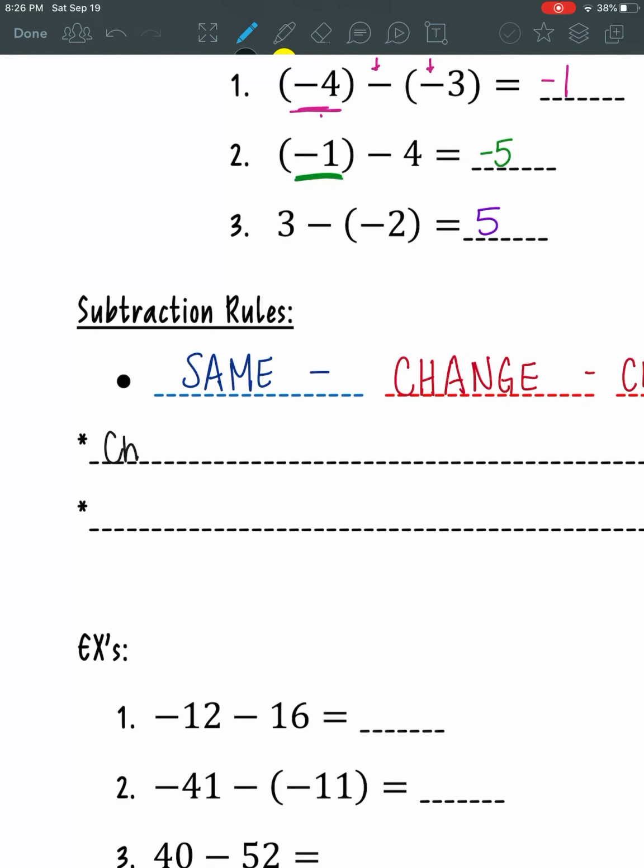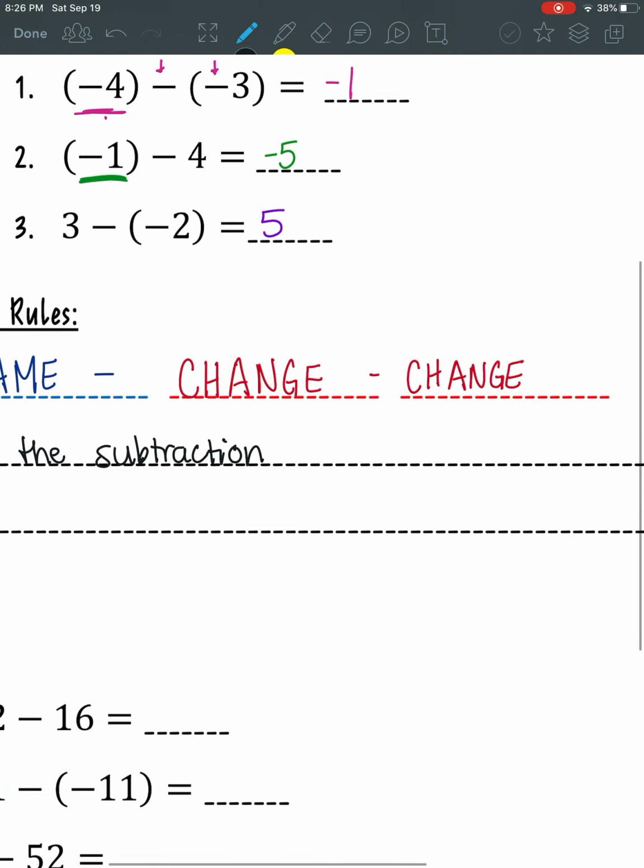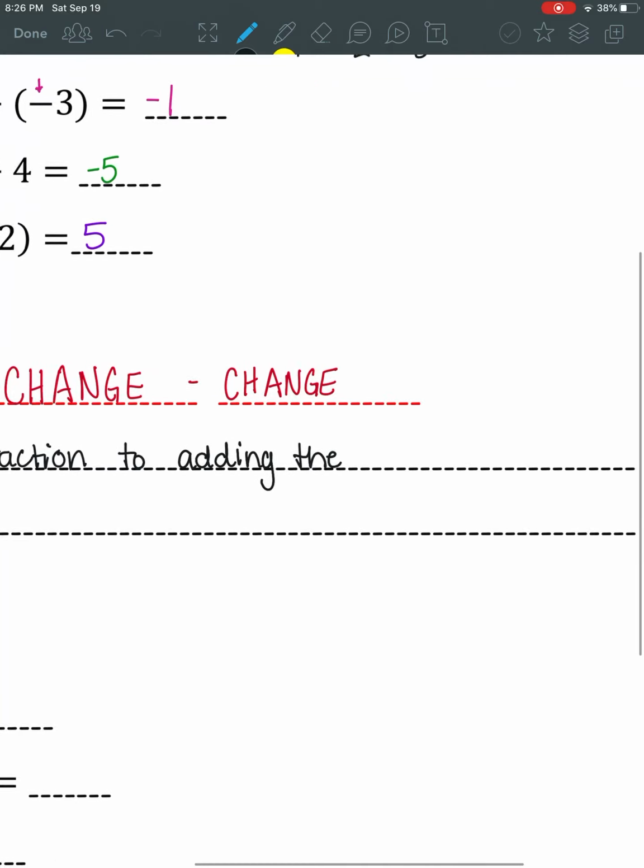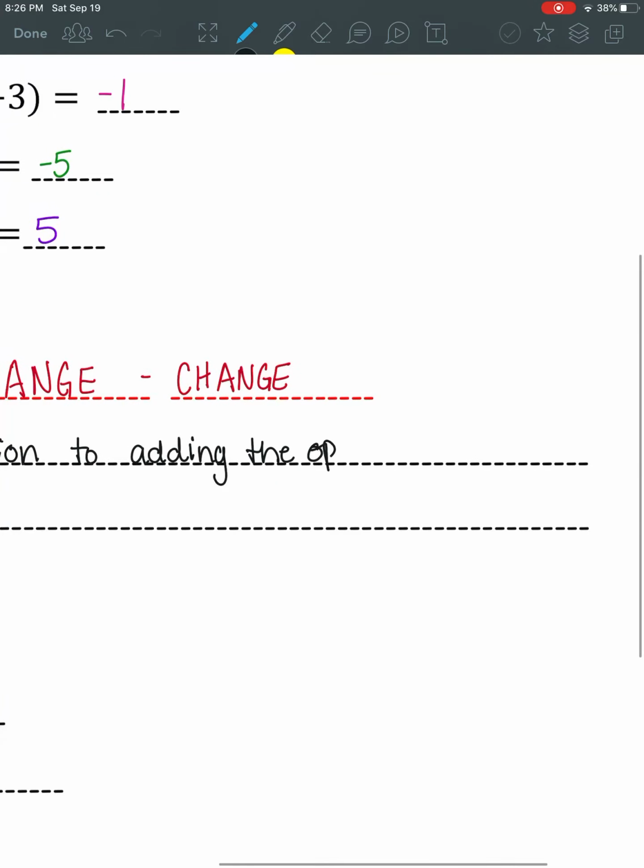Okay, what that means is we're going to change the subtraction. So the subtraction of the problem, we want to change the subtraction to addition, and we're going to add the opposite. So change the subtraction to adding the opposite of your number.